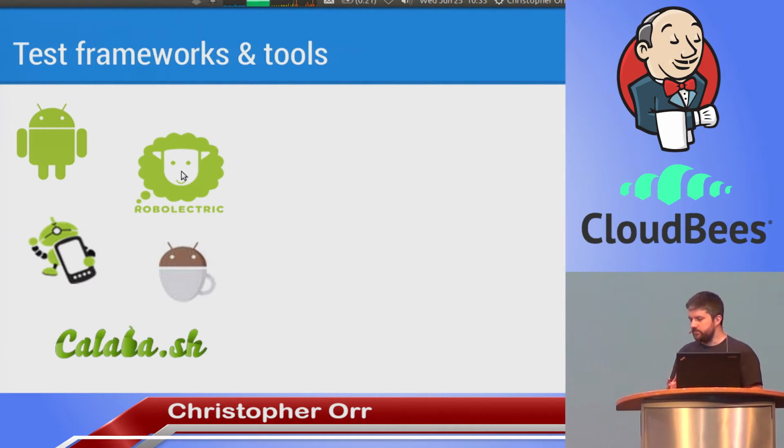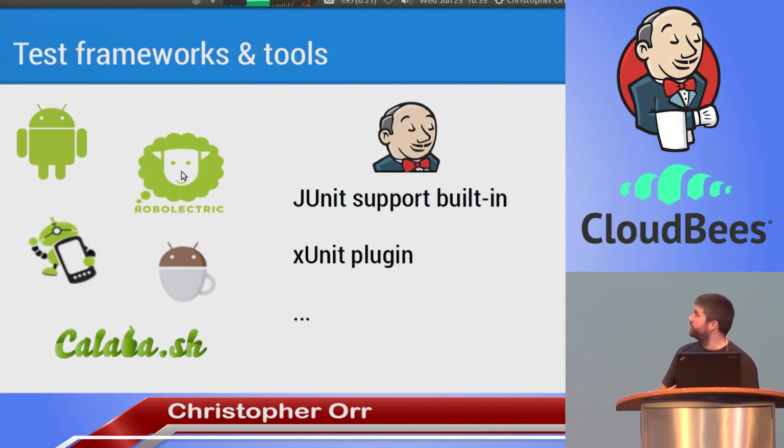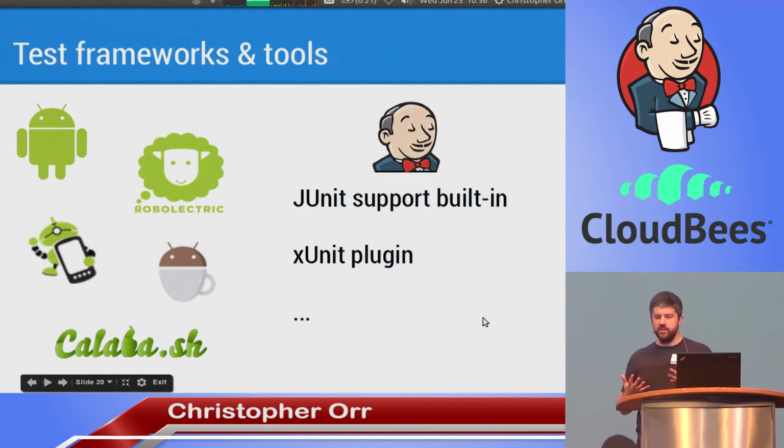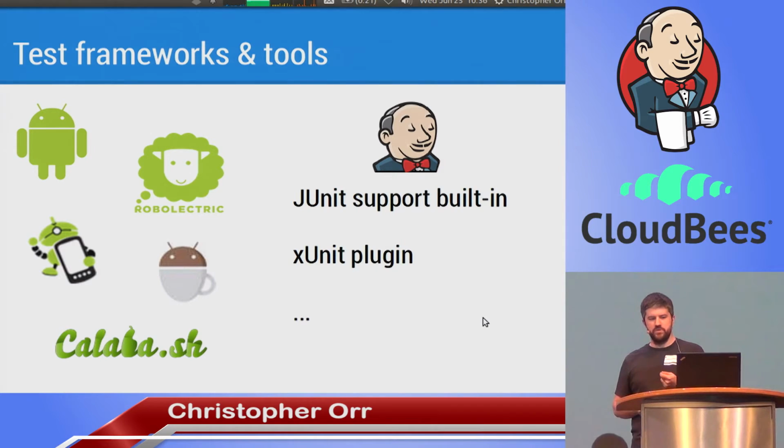However, the default Android test runner doesn't output JUnit XML, which on the Jenkins side of things would be pretty handy because we have JUnit support built in. Of course, we have the XUnit plugin. So essentially, if you can get Android to output one of these formats that's known to Jenkins, it can parse your test results and show a nice report to you.